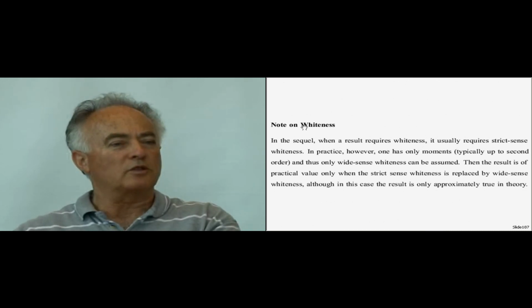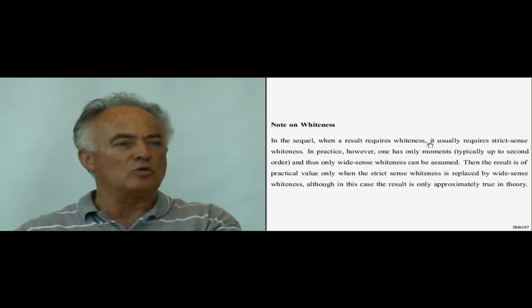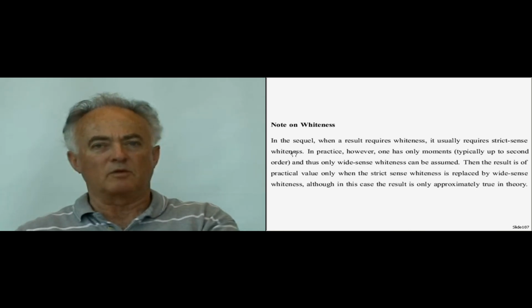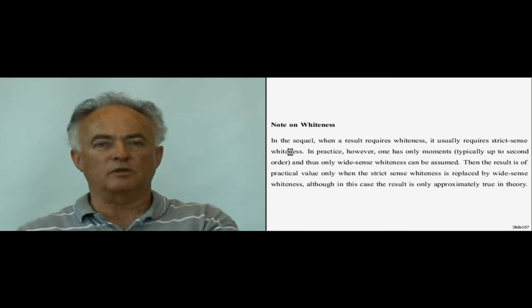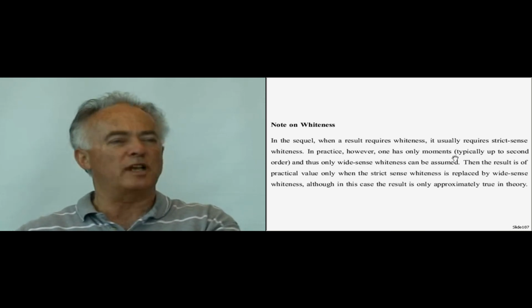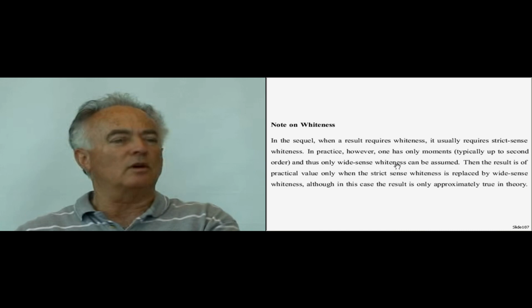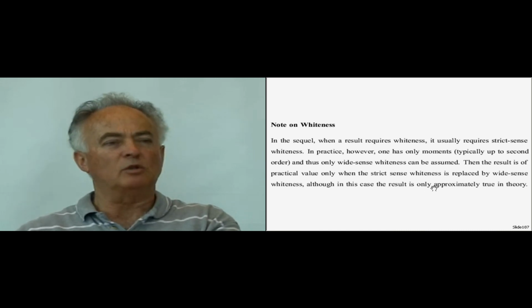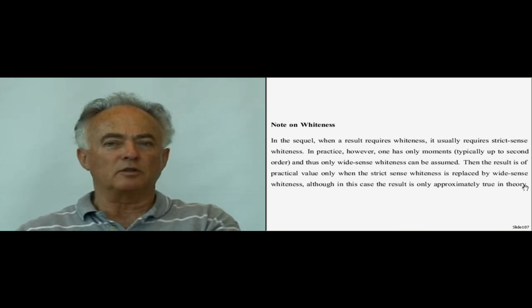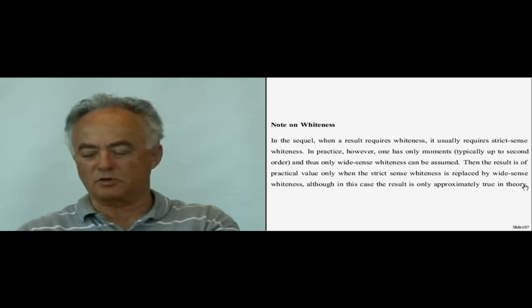Okay, a note on whiteness. When a result in the future requires whiteness, it is usually strict sense whiteness, namely the random variables x(t1) and x(t2), the values of the random process at two different times, are independent. But typically what we have is uncorrelatedness, which means wide sense whiteness. And while this is only approximately true in theory, it is in our experience good enough for engineering purposes.